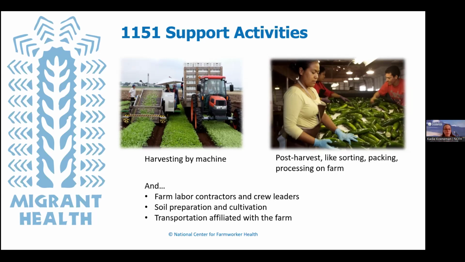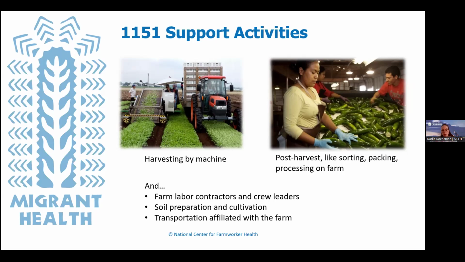And one thing that is important to note with post-harvest, such as sorting, packing, and processing, the key words on this type of support activity is on-farm versus off-farm. So, for example, transportation. If a farm owns their own transportation vehicles and hires their own drivers to do transportation of their crops, then those transportation workers, the people who are driving the trucks, packing the trucks, driving them to the next destination, would be considered agricultural workers.